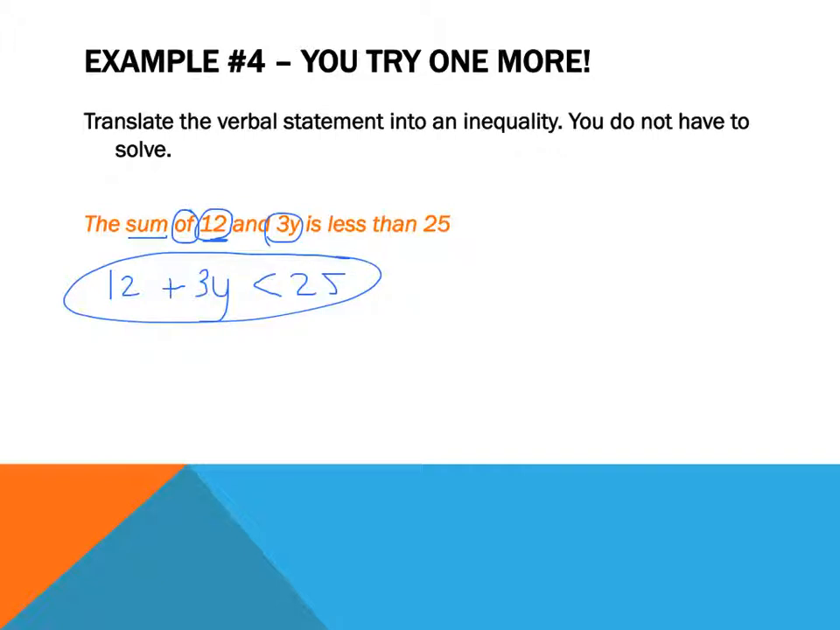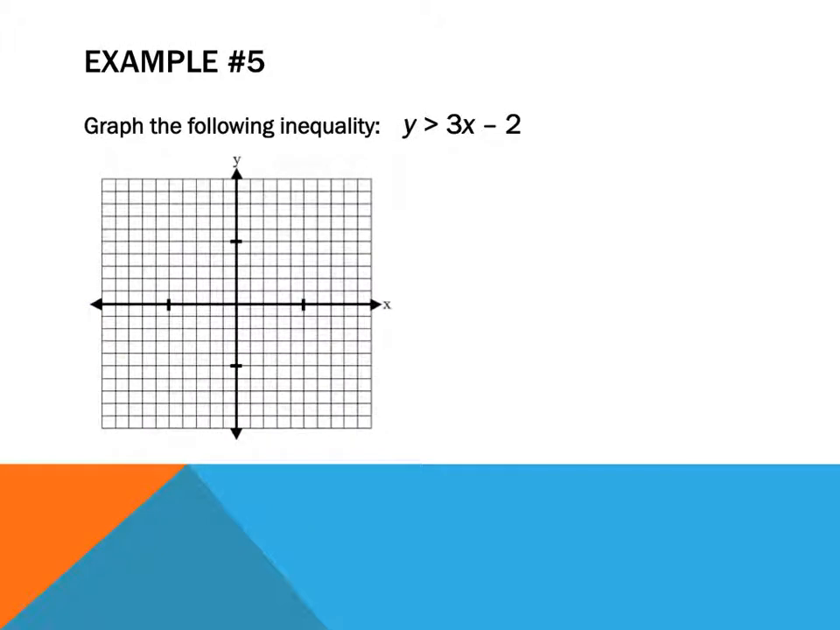We are now going to move on to graphing linear inequalities. So that's something like this. It says graph the following inequality. It gives you an equation that has both x and y. Now, the inequalities you graphed before only had an x. They just were on a number line. This time we have x and y, so it's going to be a line.